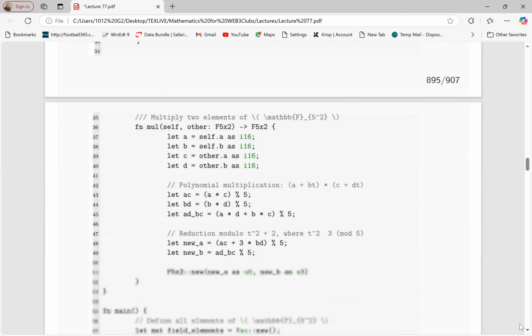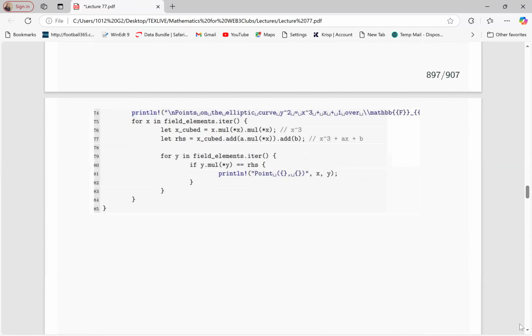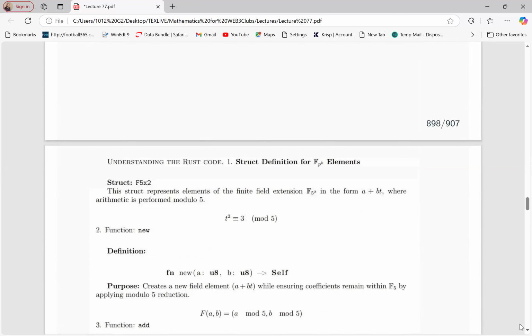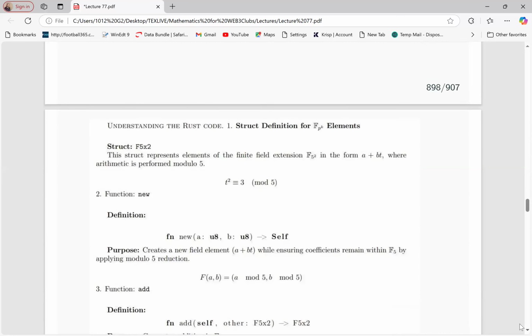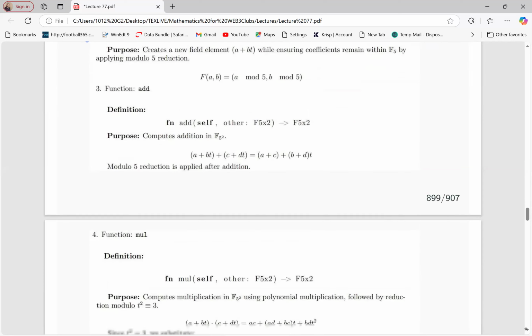Now you'll go through the code, and then you go through the notes. I've added the notes for how it works. These are the notes on how it works. I've explained every function, whatever function will be doing.